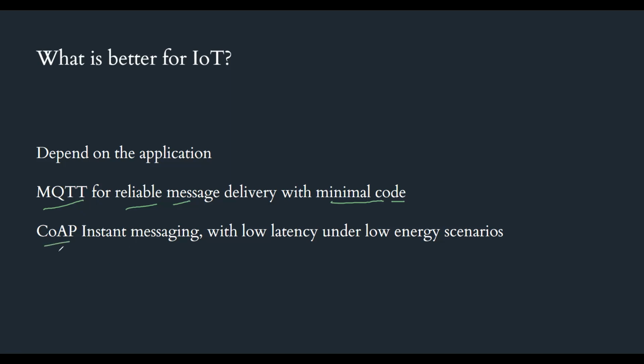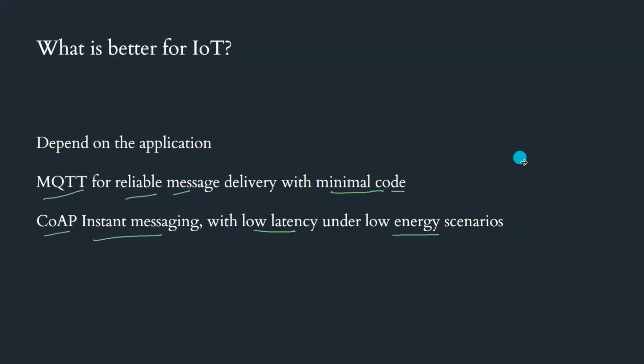However, in CoAP, we don't have much reliable communication, but it is good for instant messaging, like quick transfer of information with low latency and under low energy scenarios. So depending on the application, we can decide which communication protocol needs to be used in the IoT network. So if we want reliability more than latency, we can choose MQTT. And if we are concentrating on fast delivery of information more than reliability, we can choose CoAP.